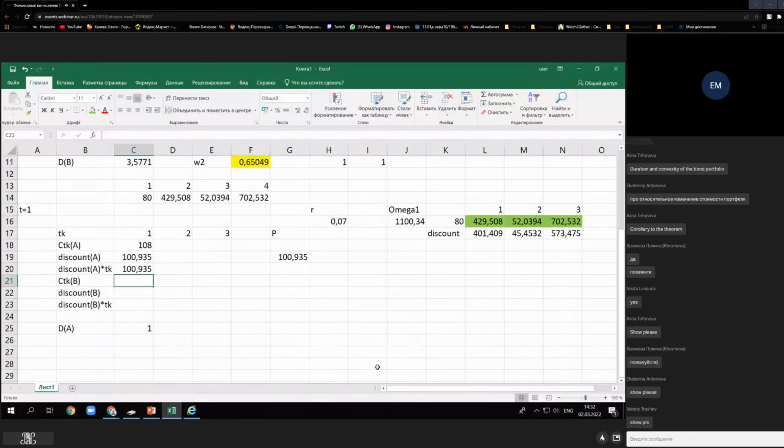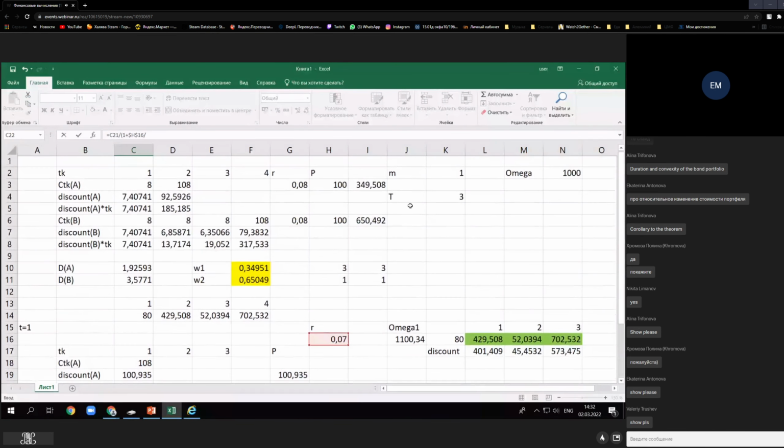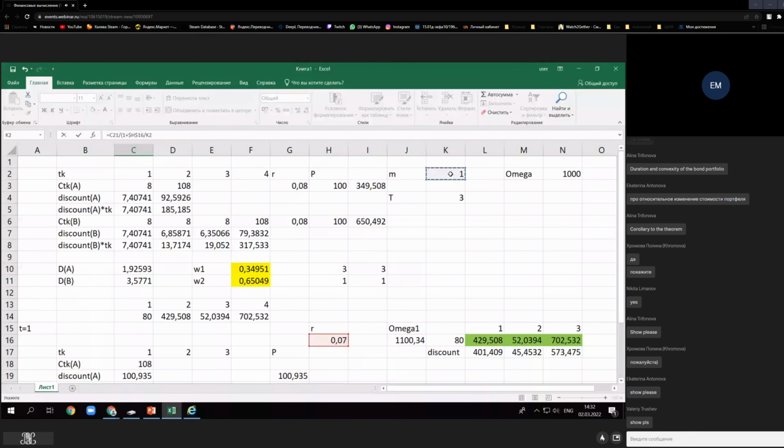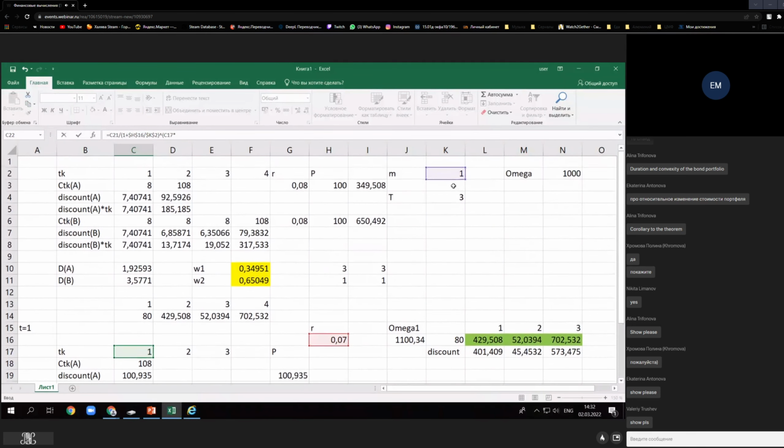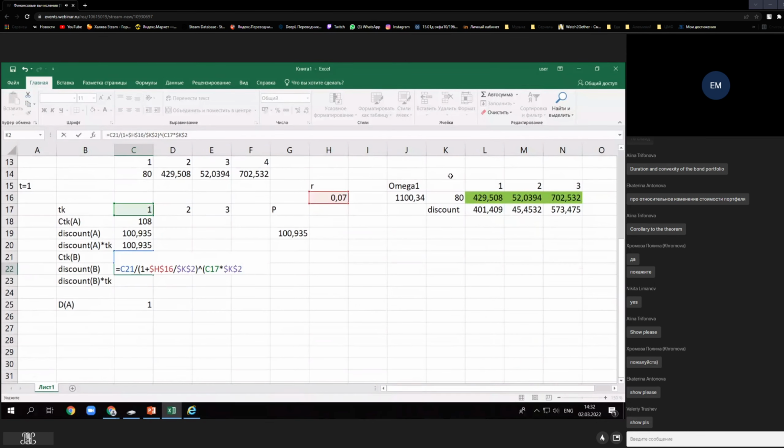Here we had a bit different situation. We have these payments. We should discount them using the new rate, which is equal to 7%, divided by M, which remains, of course, the same. And the degree is equal to the time multiplied by M, which remains the same.